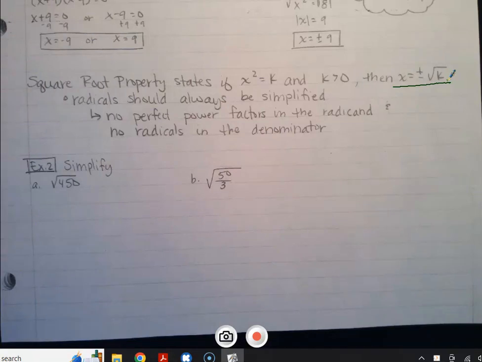So radicals should always be simplified. What that means is we have no perfect power factors in the radicand and no radicals in the denominator. All right, so just to get us started in practicing with the radicals, let's simplify the square root of 450. Calculator is not going to help you so well, because it's going to give you a decimal.